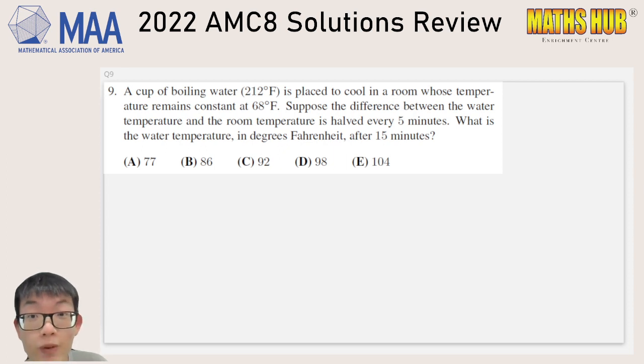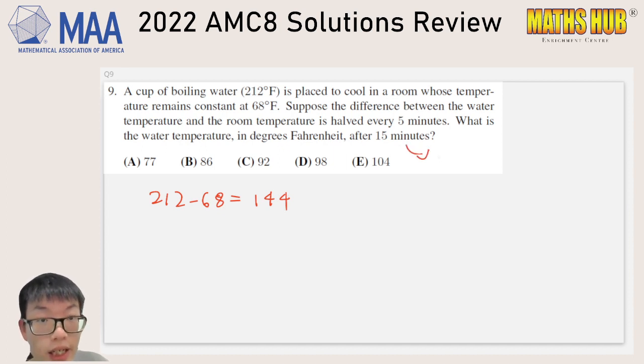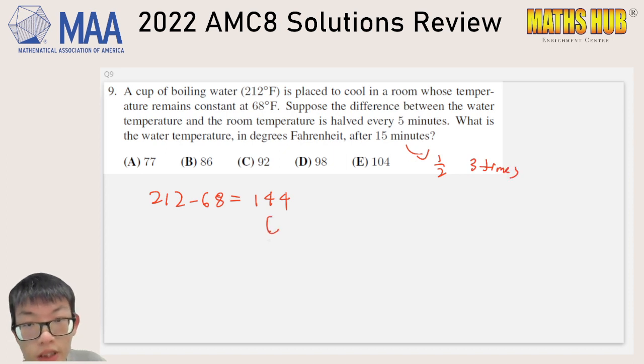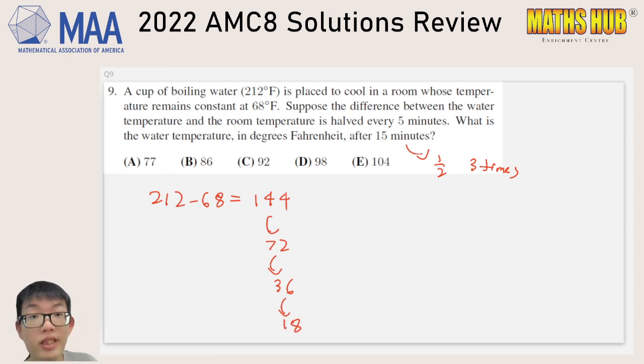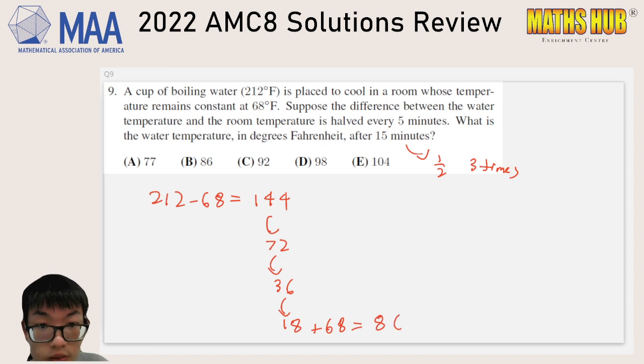The difference between the water and the room temperature is halved every 5 minutes, which means I should definitely calculate the difference first. 212 minus 68 is 144. It's halved every 5 minutes. 15 minutes means it is halved 3 times. So I halve it to 72, I halve it to 36, I halve it to 18. So that means that the difference is now going to be 18. So 18 plus 68 equals 86, which is option B.